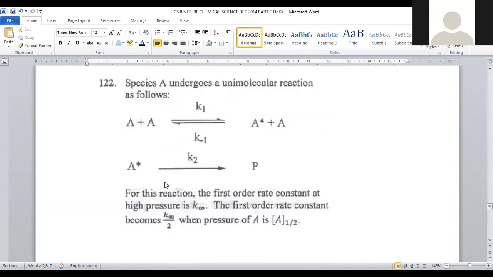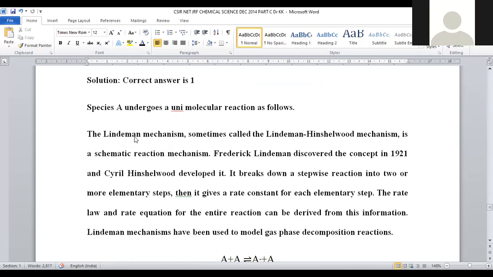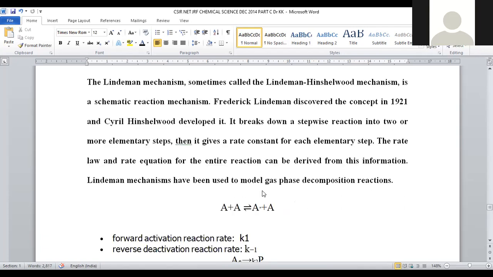So this stepwise reaction mechanism was clearly explained by the scientist Lindemann, and it is often known as the Lindemann-Hinshelwood mechanism. It was discovered by Lindemann and Hinshelwood in 1921. The development was carried on by Hinshelwood, and a breakdown of the reaction into different elementary steps was given by these two scientists, and for each step they denoted one rate constant.